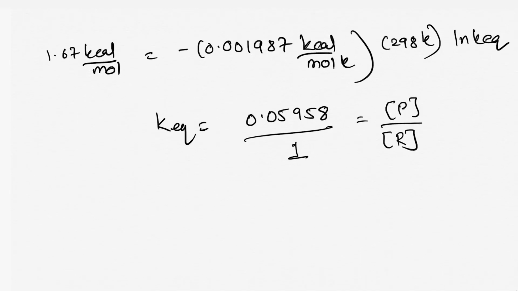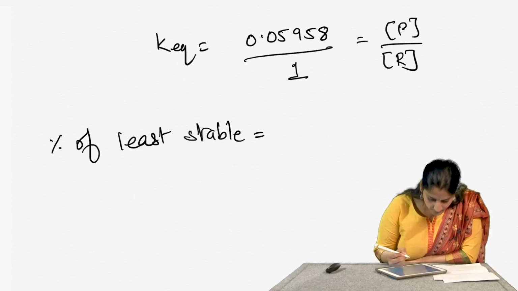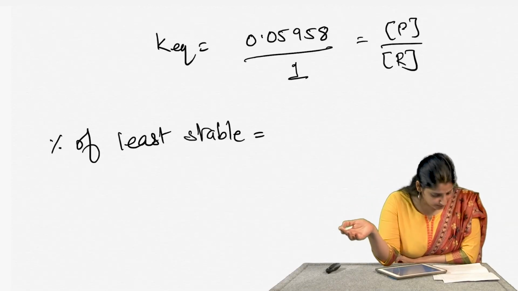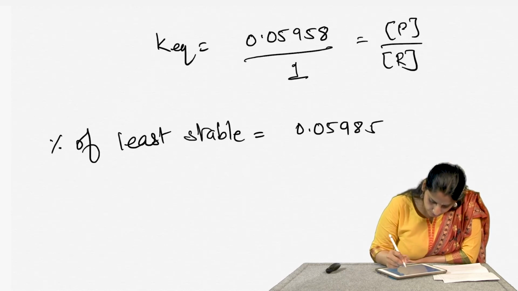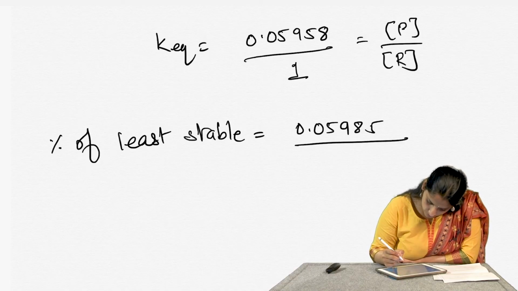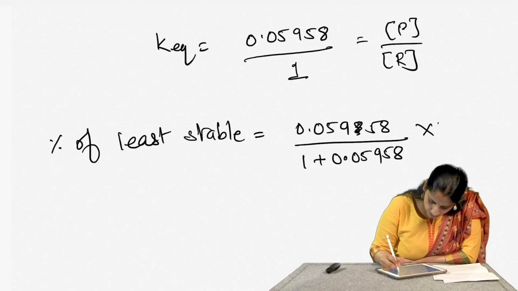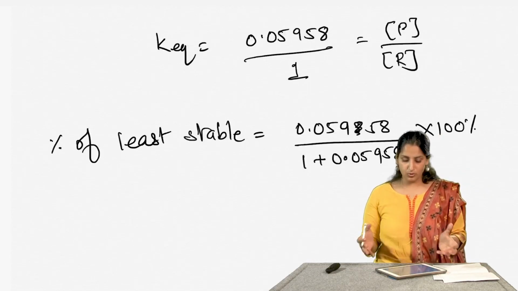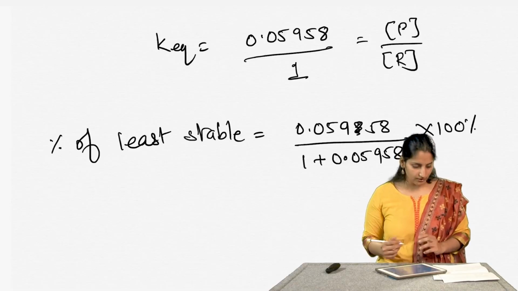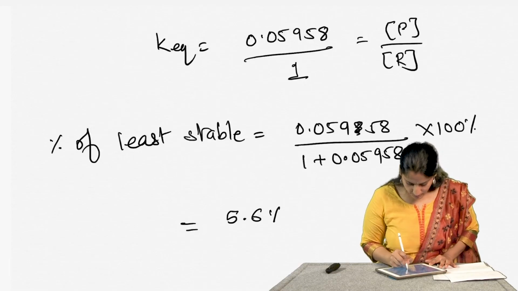So, when we look at the percentage of the least stable chair, right, because our least stable chair is actually our product chair, that becomes 0.05958 divided by 1 plus 0.05958 into 100. That is because we take the component divided by total. Total is 1 plus 0.05958. So, the answer comes out to be around 5.6%.